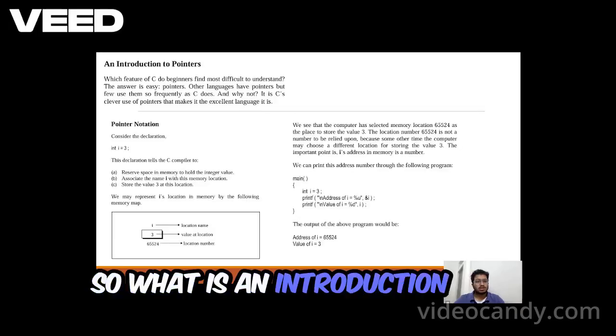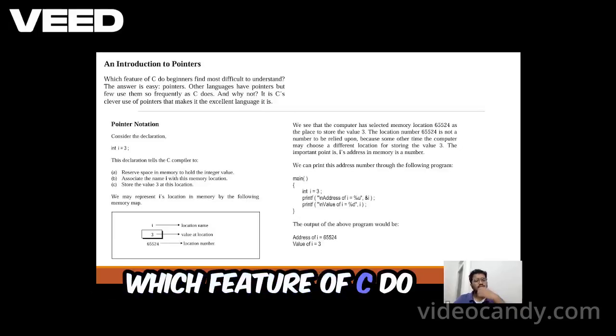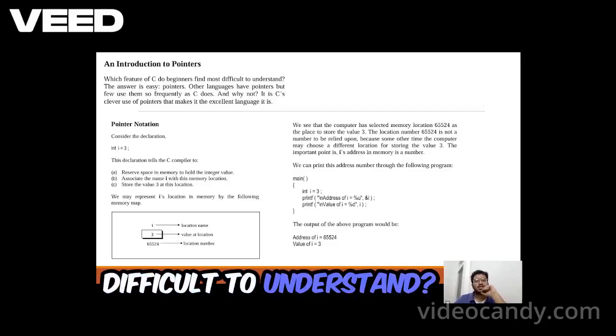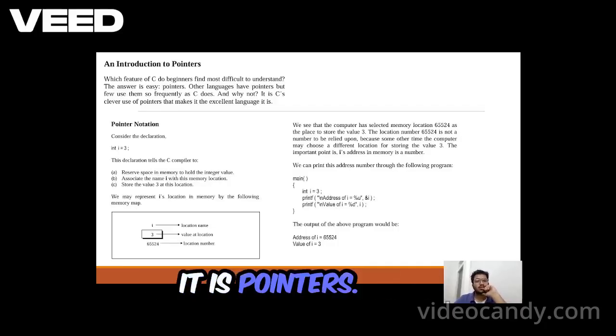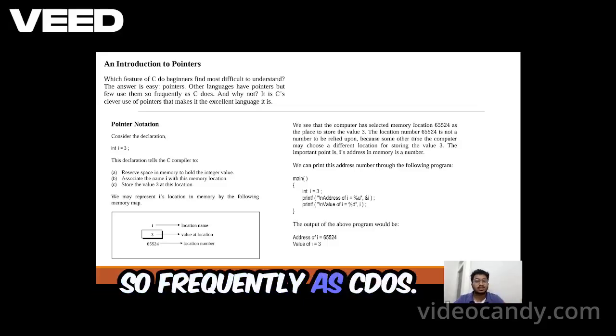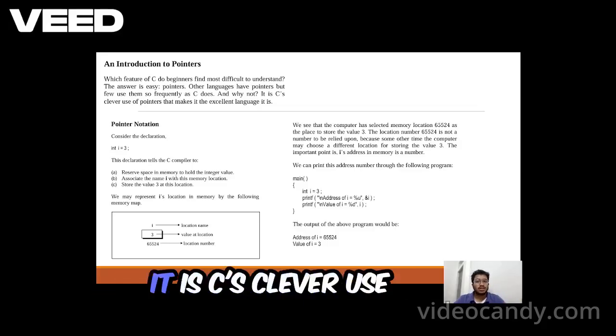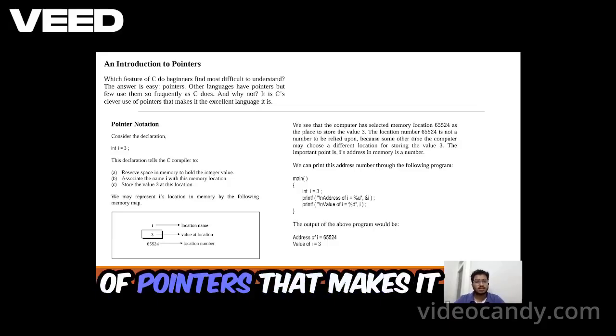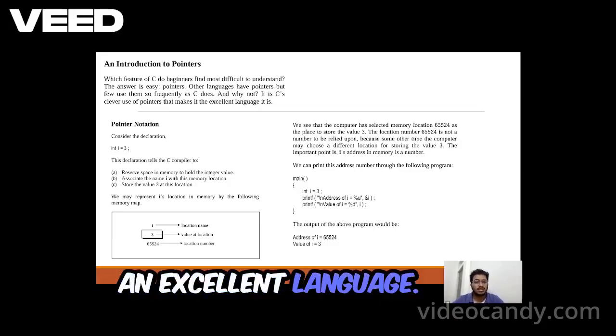So what is an introduction to pointers? Which feature of C do beginners find most difficult to understand? The answer is easy. It's pointers. Other languages have pointers, but few use them as frequently as C does. And why not? It is C's clever use of pointers that makes it the excellent language it is.